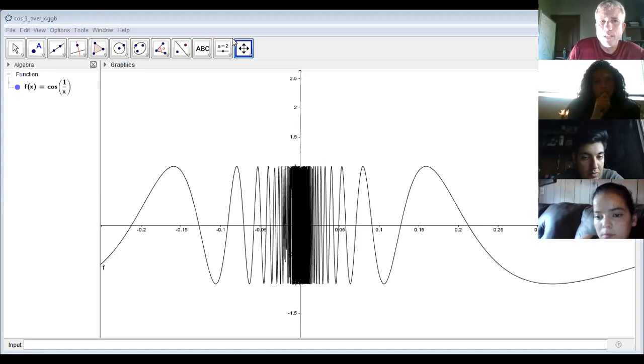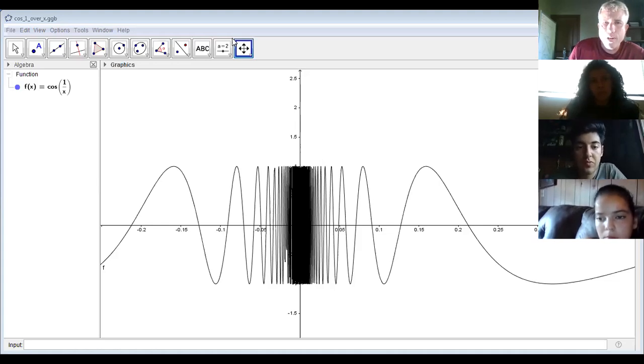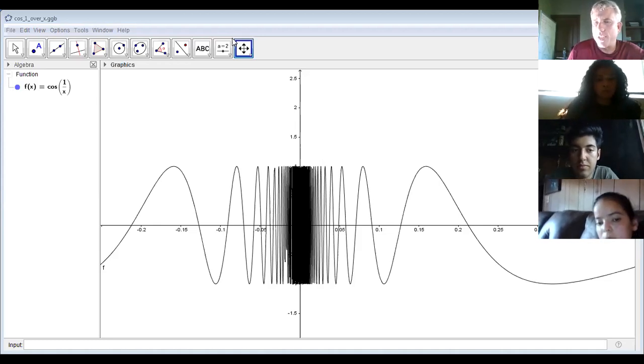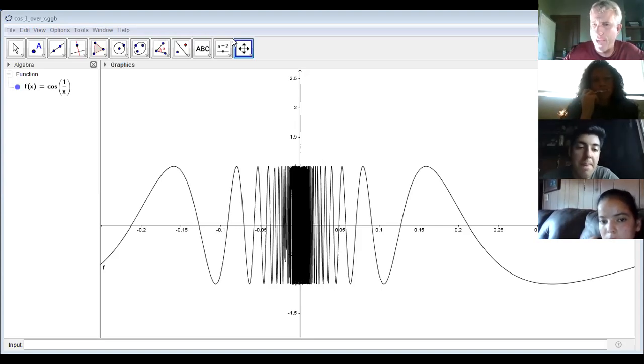So the key is that this function that's getting jammed into the cosine function, the limit of the function 1 over x as x goes to 0 from the positive side, is infinity. And not only is it infinity, but it goes to infinity really fast. It gets infinitely large fast. And if I approach from the negative direction, where is it going? It's going to negative infinity. But it's going there really, really fast. It goes there faster and faster and faster.